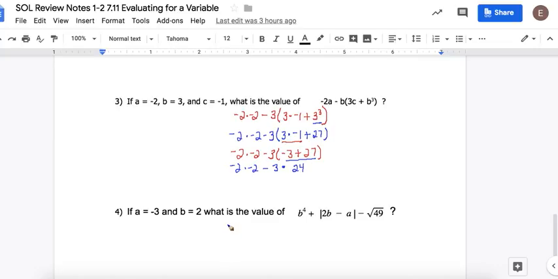Now, grouping and exponents are all gone, so now multiplication or division from left to right. And we have -2 times -2 is +4. And now we're going to bring down the -3 times 24. And I still have some multiplication left, so I need to do that from left to right. So -3 times 24 is -72. Bring down the 4 and the minus, and my last step is to do 4 minus 72, which is -68.